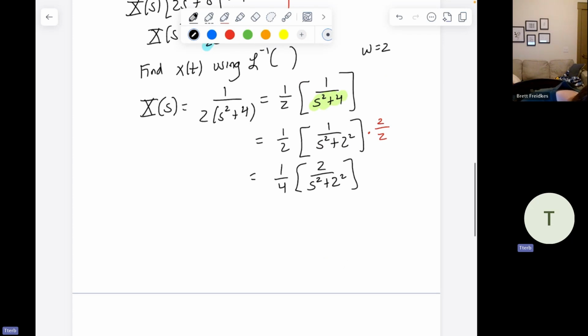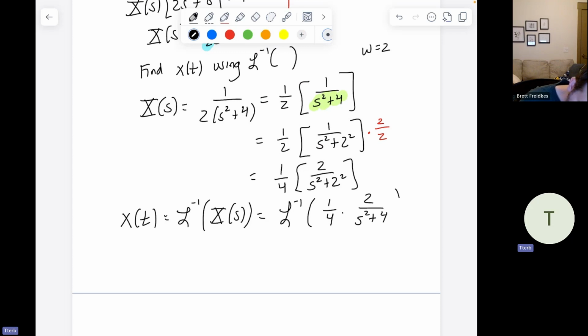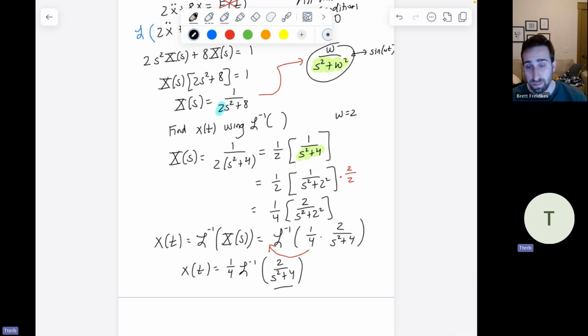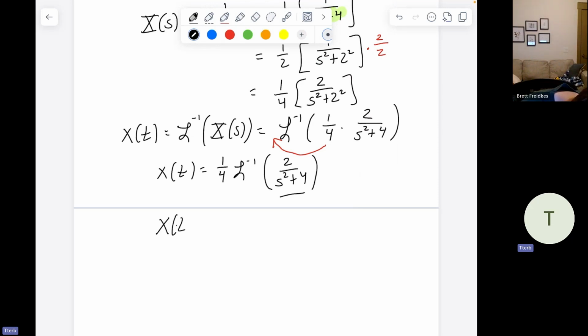Which means if I were to say that x of t is the inverse Laplace of x of s, which is the inverse Laplace of 1/4 times 2 over s squared plus 4, this 1/4 can come out of the inverse Laplace because it's a constant. And now we're taking the inverse Laplace of this thing, which matches that. So that means the inverse Laplace of that function is sine of omega t, where omega is 2. So that tells us that x of t, this must be 1/4 sine of 2t.